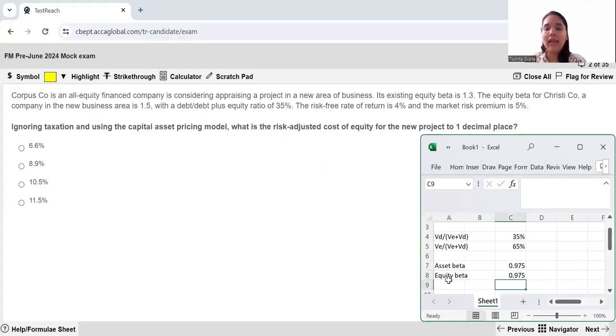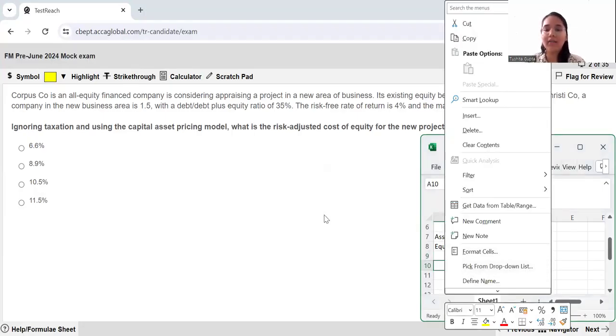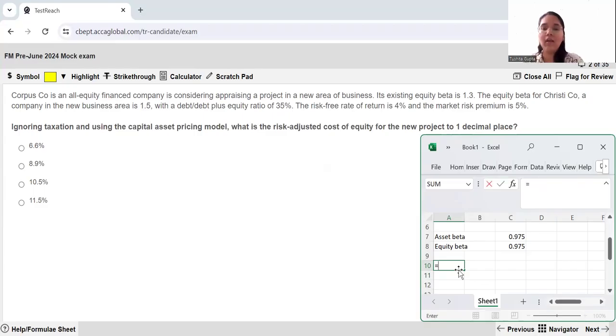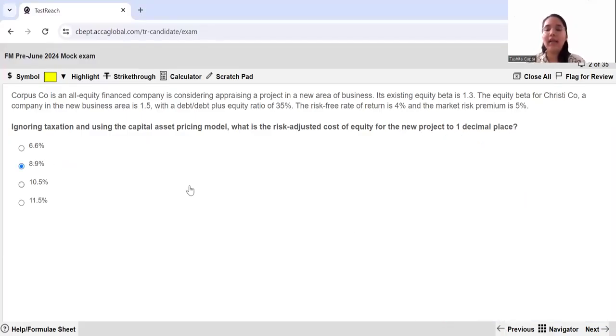Equals this value. And then simply I can use the CAPM formula. CAPM formula is nothing but you take first of all the risk-free rate. So risk-free rate is 4% plus RM minus RF, which is the market risk premium, already given to you as 5%. Please do not make the mistake of subtracting 5 minus 4 and then taking the value. And then you multiply this with your equity beta. With this, you will arrive at 8.875, which basically translates to 8.9%. So this is how you answer this question.